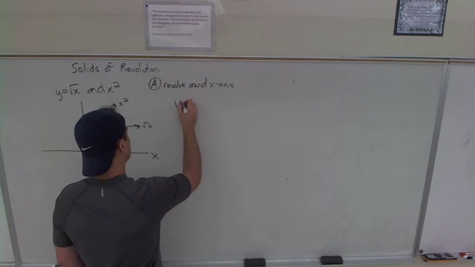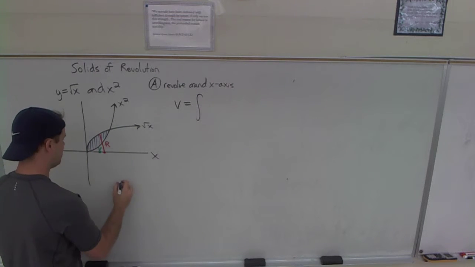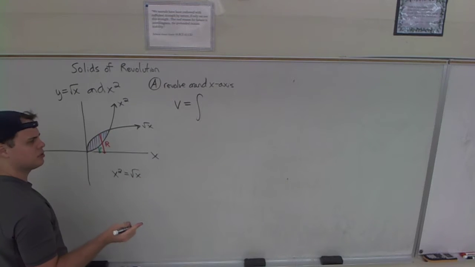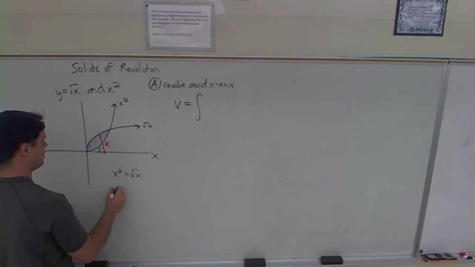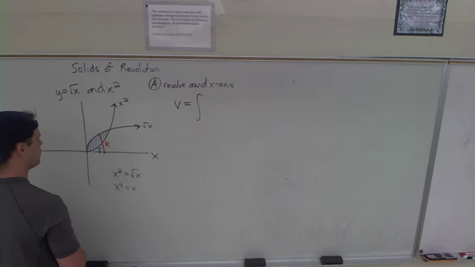Okay, so the volume is going to be, where do these intersect? Oh, we need to solve that problem first. So a little scratch work. X squared equals root x. How do we solve this? Should I square both sides? Yes. So that's x to the fourth equals x. So where is that equal?